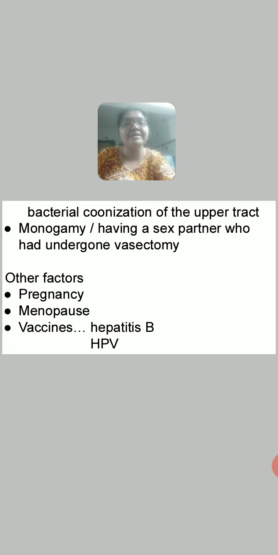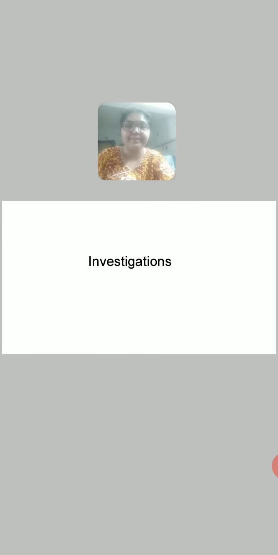Monogamy or having a sex partner who had undergone vasectomy. With this, there are less chances of getting PID. Other factors are pregnancy, menopause, and vaccines against hepatitis B and HIV.